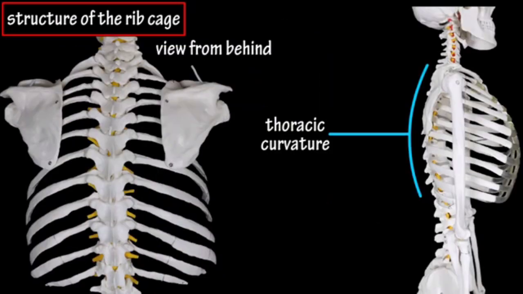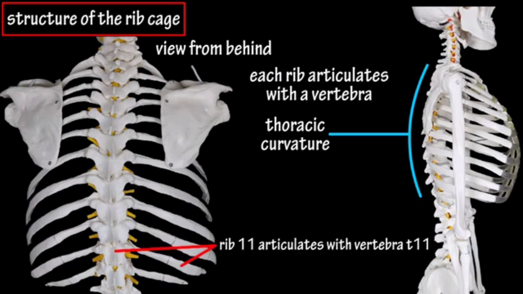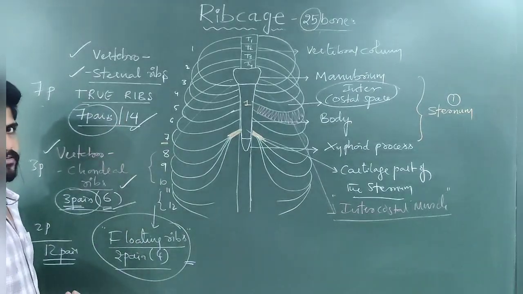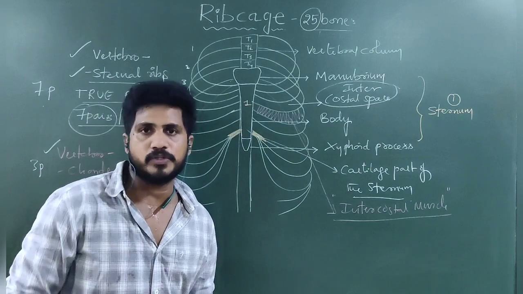The thoracic vertebrae make up the thoracic curvature in the vertebral column, as you can see here. Each of the 12 ribs articulates, or forms a joint, with the corresponding vertebra. For example, rib 11 articulates with vertebra T11, and some of the ribs, such as rib 9, articulate with T9 and the vertebra above, T8. So the total pairs of rib bones are 12. In number, that means 24; pairs means 12.